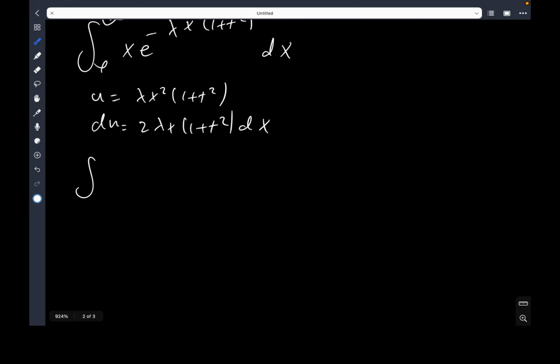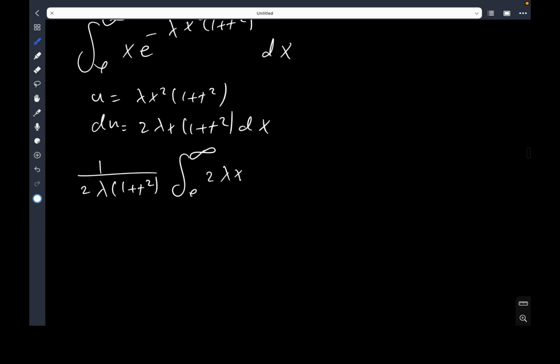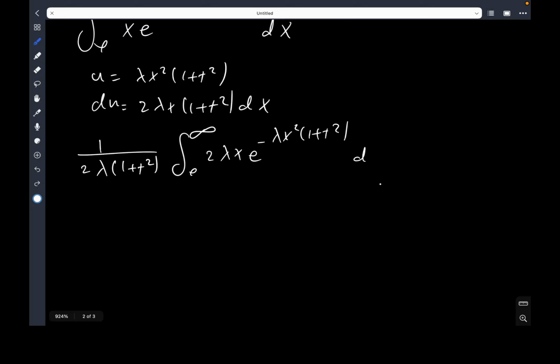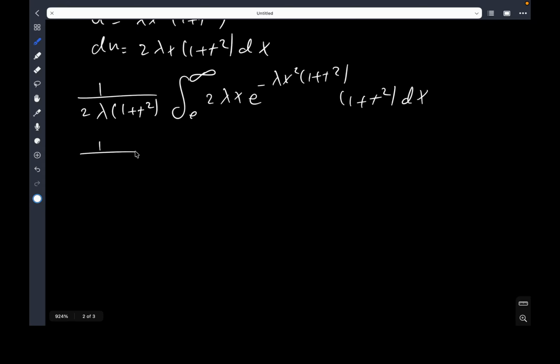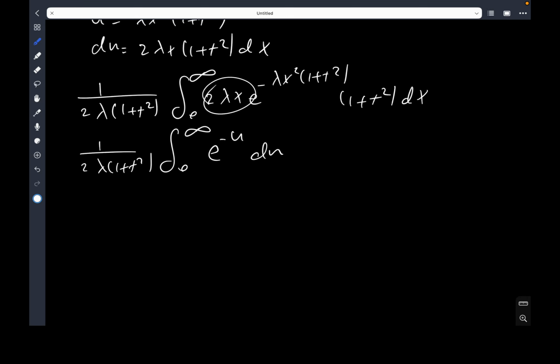Next I'm going to multiply by 2 lambda (1 plus t squared), the integral from 0 to infinity of 2 lambda x e to the negative lambda x squared (1 plus t squared) times (1 plus t squared) dx. Oops, sorry. And I can write it as 1 over 2 lambda (1 plus t squared) times the integral of e to the negative u du. These two are going to merge together to form du.